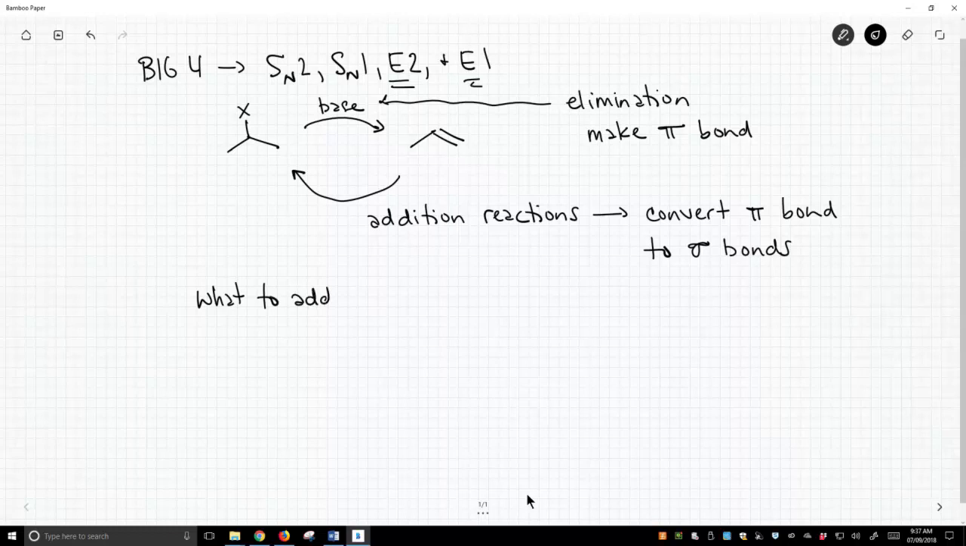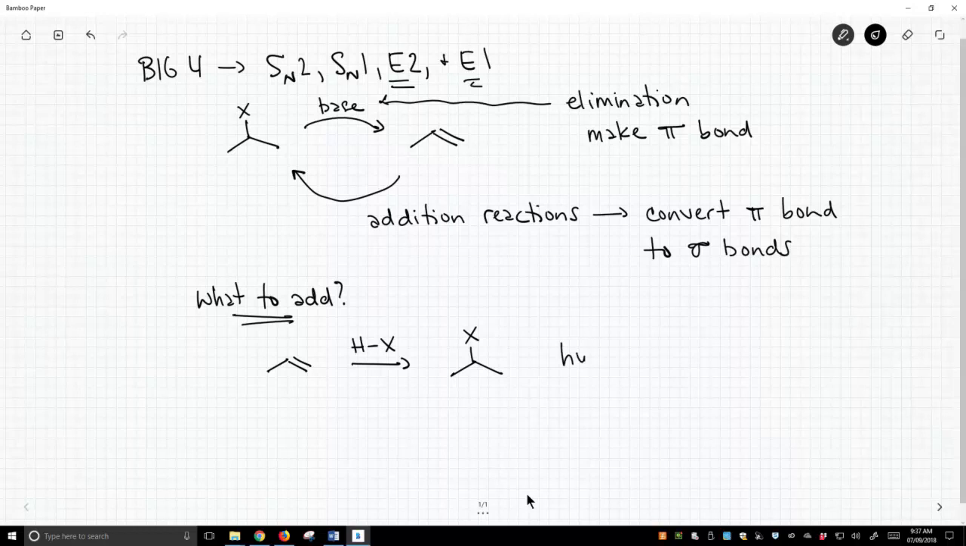So what to add? There are a lot of different addition reactions. So part of this unit will involve learning all these different reagents that we use to add things to pi bonds. Well, let's do a couple examples. We can react alkenes with acids, strong acids like HCl and HBr. And we can add HX or HBr or HCl to our alkene.